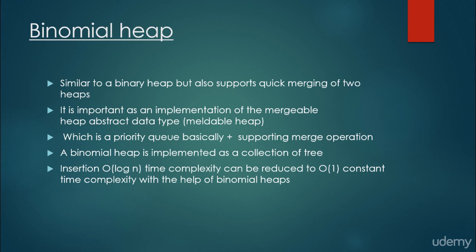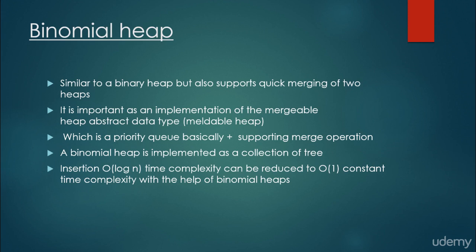So binomial heaps are similar to a binary heap, but also support quick merging of two or more heaps. It is important as an implementation of the mergeable heap abstract data type, the so-called meldable heap, which is a priority queue basically, plus it supports the merge operation as well. A binomial heap is implemented as a collection of tree-like structures, and the insertion, which takes logarithmic time complexity for binary heaps, can be reduced to O(1) constant time complexity with the help of binomial heaps.